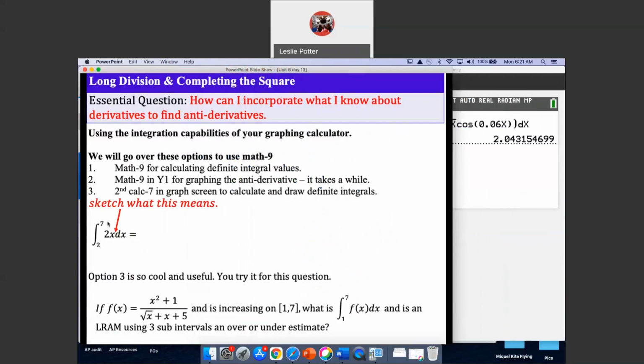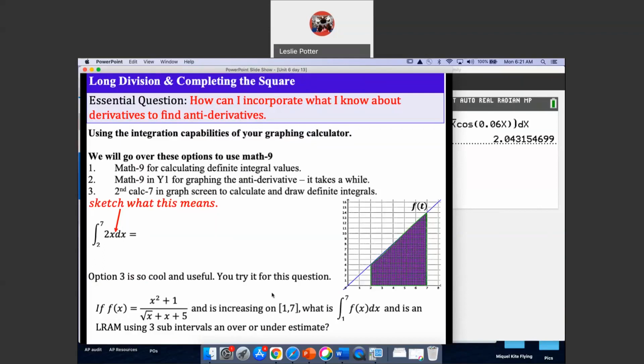Okay, so take a second and maybe off to the side of your notes, sketch what this means: the definite integral from 2 to 7 of 2x dx. I'll pause the video and go ahead and sketch what that means. Okay, if you're starting the video up, I'm assuming you have a sketch in front of you. You should be able to have a visual picture of what that means, and it should look something like this.